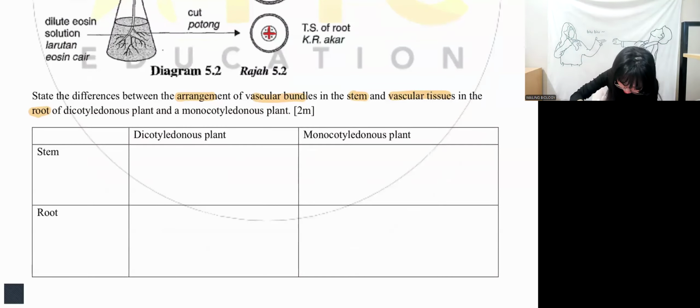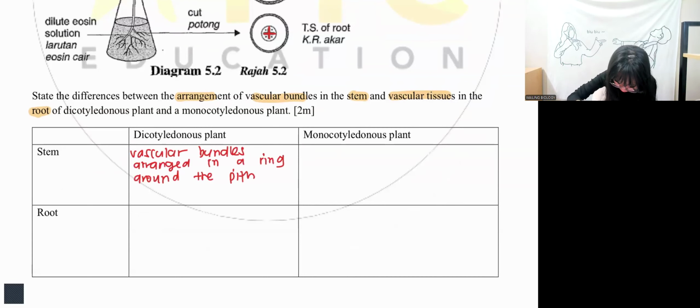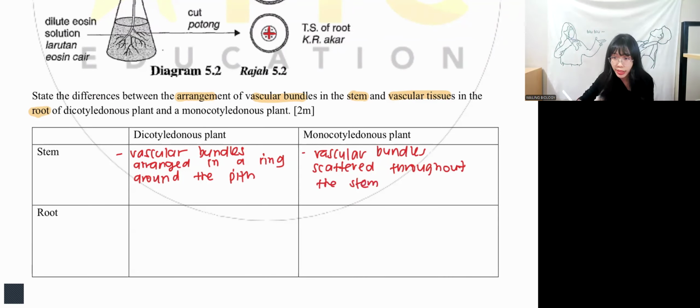In one sentence, we're going to say a vascular bundle arranged in a ring around the pith. Next, for monocot, you can say vascular tissues. A bundle is also okay, as it is stem. Vascular bundle scattered throughout the stem. Scattered throughout the stem.